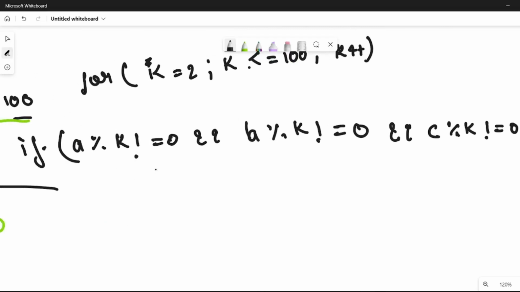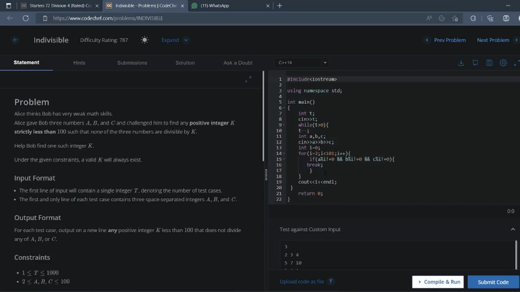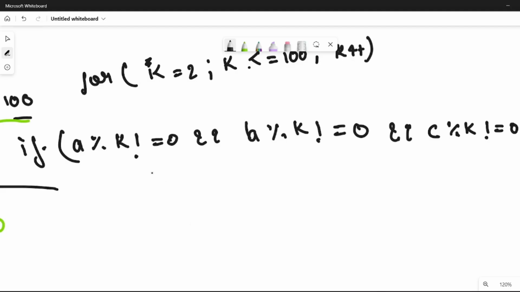Then I'll write in the if statement: if this happens, then print our k. We'll cout our k, and then endl. I'm doing this code in C++, so that's it. Then we'll write a break statement, because we don't want to engage our CPU more after getting an answer. The break statement allows us to come out of the for loop.